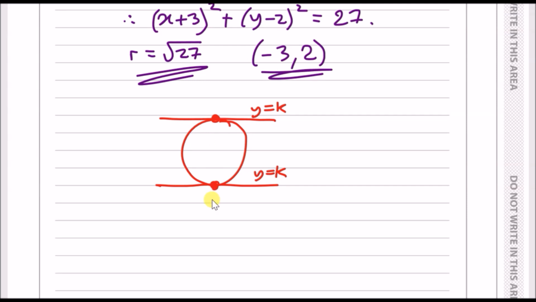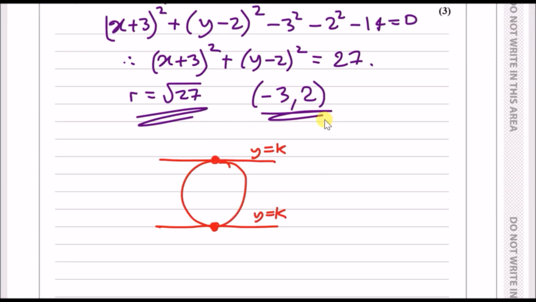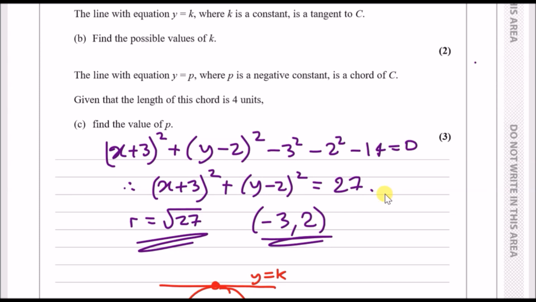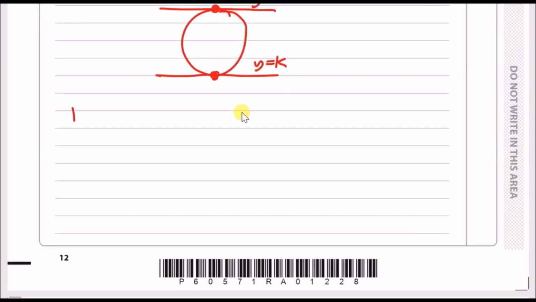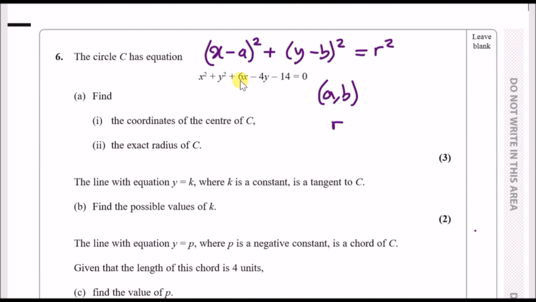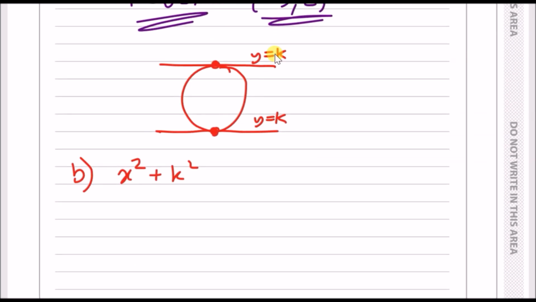Now to find the possible values of k, because the line is intersecting with the circle, this means we can solve this simultaneously. In other words, we can replace the y value with k and plug it into our circle equation. So to make it easy, I'm going to use the very first equation at the top, because everything's already expanded out. So replacing all this y² and y with k² and k, we're now going to have, and we can call this part b, x² + k² + 6x − 4k − 14 = 0.